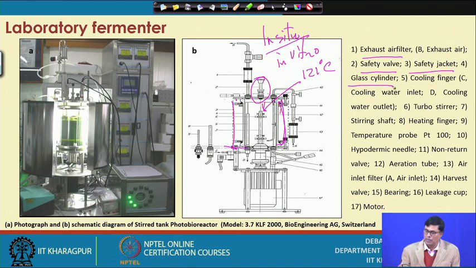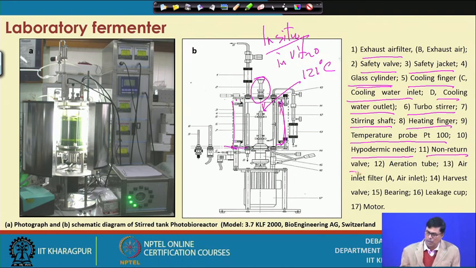Then you have this glass cylinder, which is the reactor, a cooling finger used for cooling purposes, cooling water inlet, cooling water outlet, and turbo stirrer, then starting shaft, heating finger, a temperature probe, then a hypodermic needle for aseptic sampling purpose, we can do that.